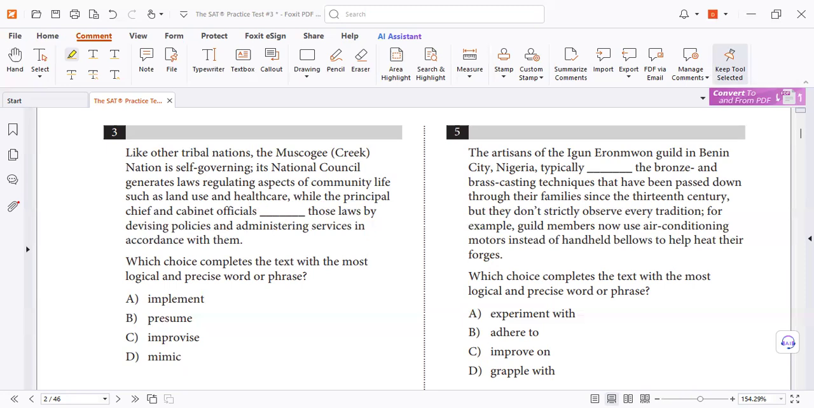Letter C. Letter C can be, but improvise, as you know, to guess something. Letter A. So letter A, correct. Find the subject, find the verb, find the object. That can help you. How did the principal do this action? By devising, by creating. That means he did it, not guess. So implement means to put it into practice. Correct.